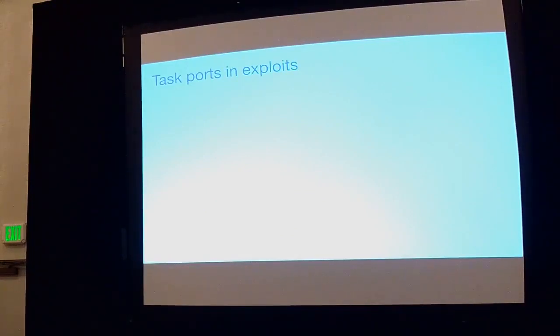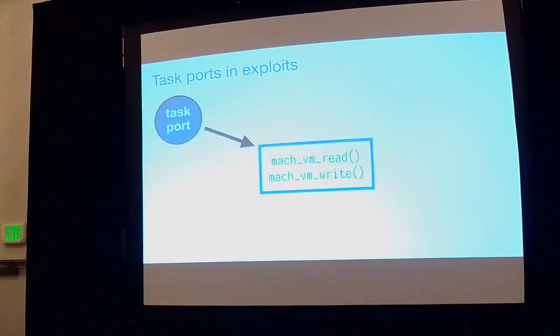All right, so we actually just talked about task and thread ports, and I would be remiss if I didn't mention that there was a rich and long history of abuse of task ports in exploits on both macOS and iOS. And that's because there's a formula for how to go from holding a task port to actually taking control of a process. So if you have a task port, you can call mach_vm_read and mach_vm_write to directly read and write the process's memory.